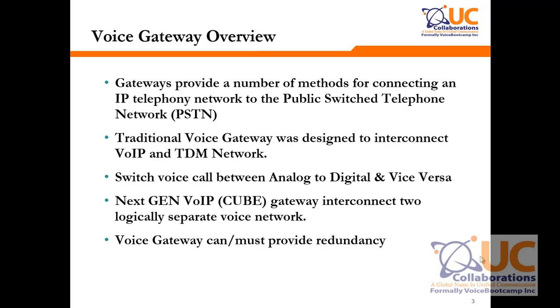Then you have the next generation VoIP gateway, or CUBE, Cisco Unified Border Element. It's basically a Cisco router with a special IOS feature set that allows you to interconnect two logically separate voice networks. A traditional voice gateway cannot allow VoIP traffic to be sent to another VoIP network, but CUBE will allow you to do that. This is where SIP trunking plays a vital role. Now, whenever you buy a gateway, always keep in mind that redundancy should be a consideration for a high availability environment.